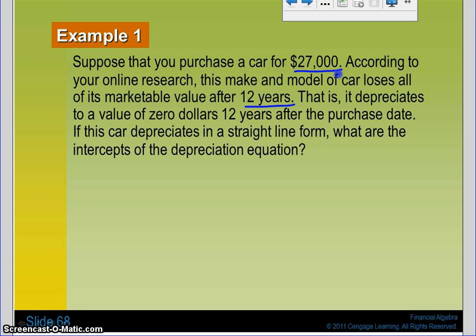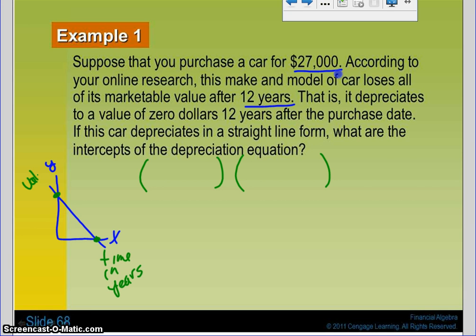If this car depreciates in straight line form, what are the intercepts of the depreciation equation? So really what it's asking for, when you think of a graph, you've got your x and you've got your y. And here we would have the x-intercept and the y-intercept. So it's asking basically, where are those points? So the x is time in years, and the y is the value in dollars.